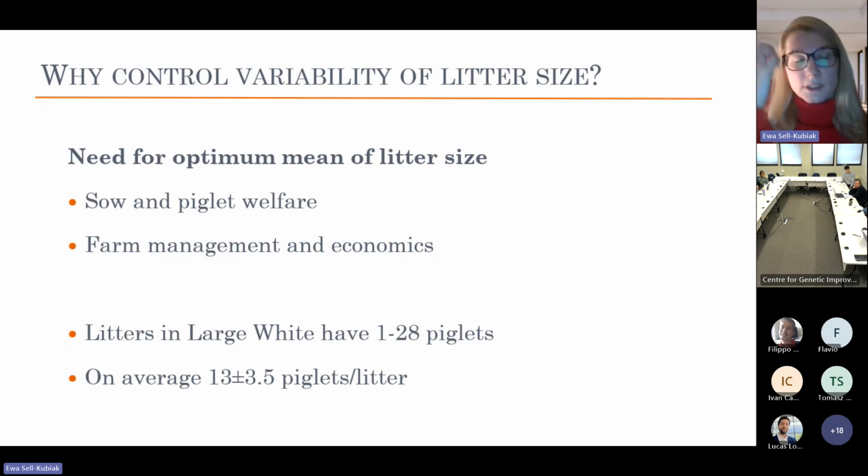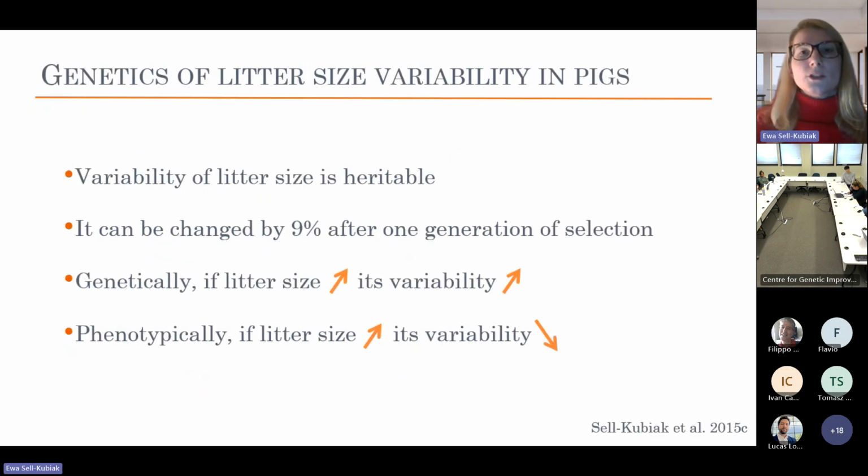On average, in this pure breed, we have 13 piglets, with a standard deviation of 3.5 piglets. So there is huge variation, just looking at the standard deviation among the litters. Based on my work from my PhD times, I knew that variability of litter size is heritable, and it can be changed by 9% after one generation of selection, assuming perfect conditions. Of course, this is for, let's say, simulation type of information, but it's very idealistic.